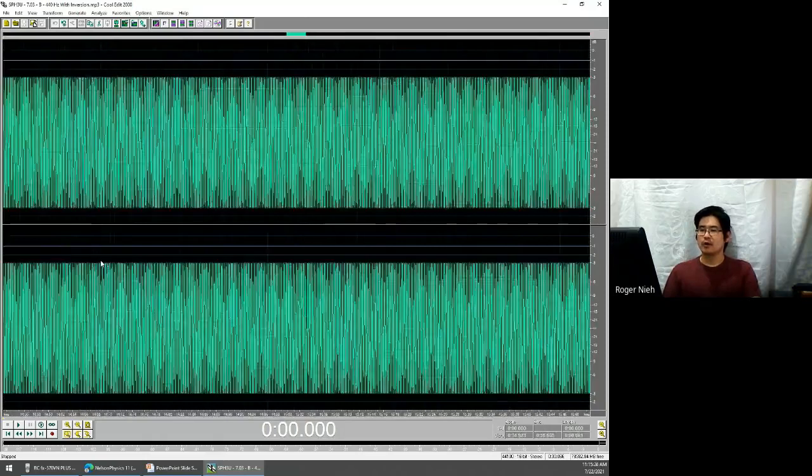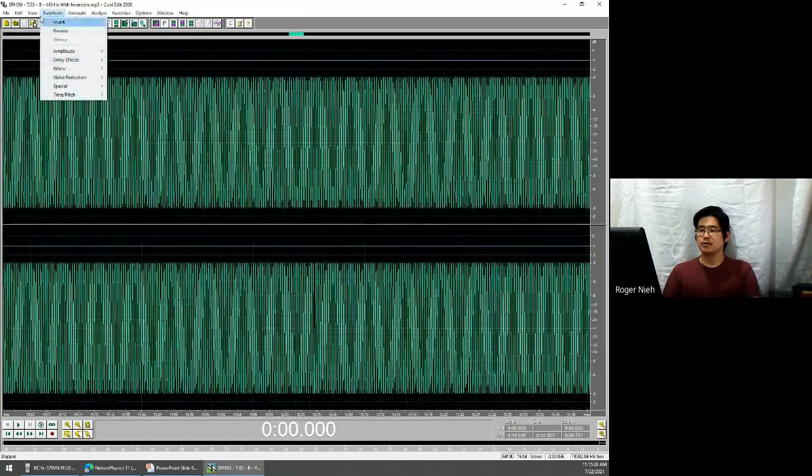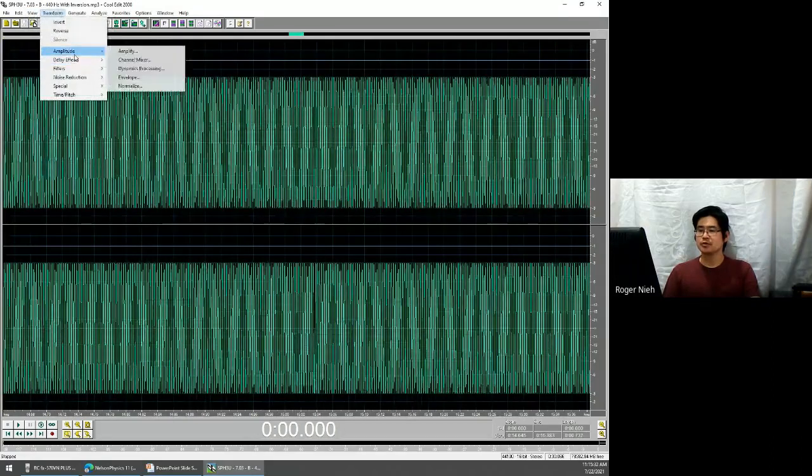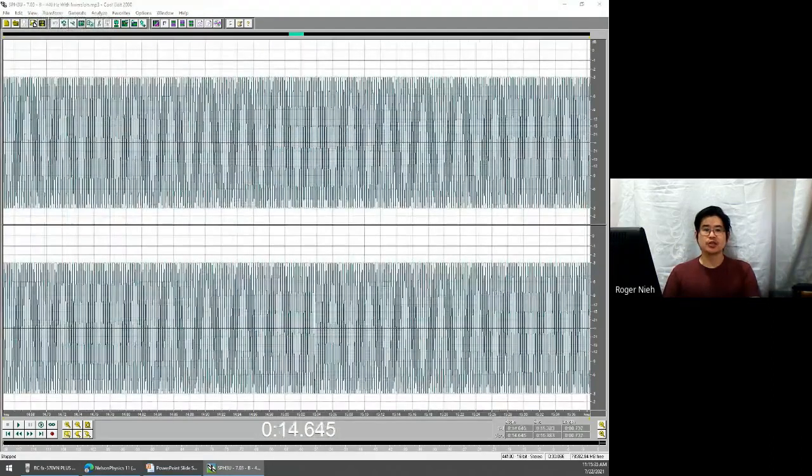So what I would normally do is I would take this and I would just go off and transform it and switch it over to binaural. I'm sure there's another way I can do it by amplifying and mixing the channels.